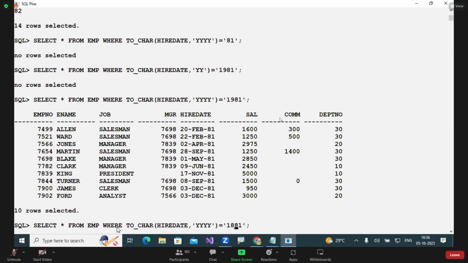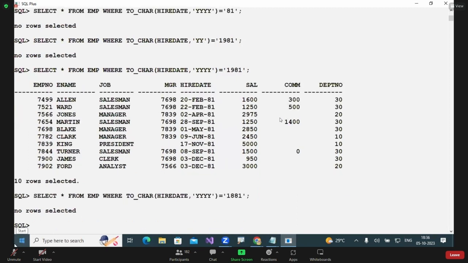Is it? No, yes, sir. What are you? Just now I showed all employees joined in which year? 19. Then how can you say yes, sir? Now it was showing no rows, because in my table those people joined in the 19s, not the 18s. Then how can you consider 18?